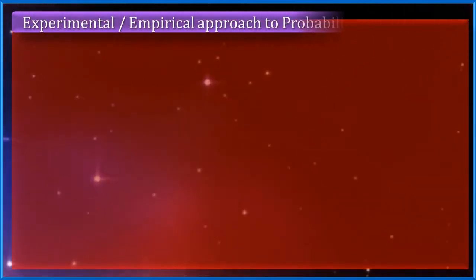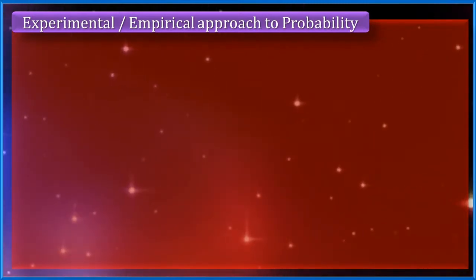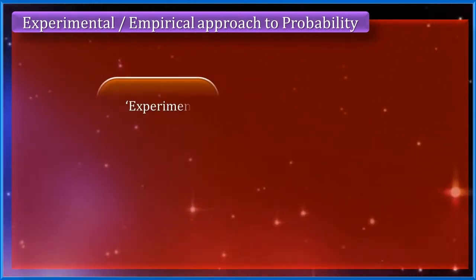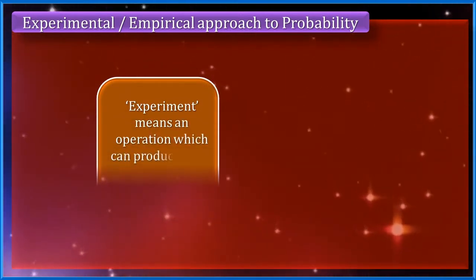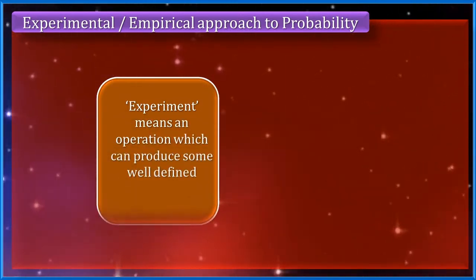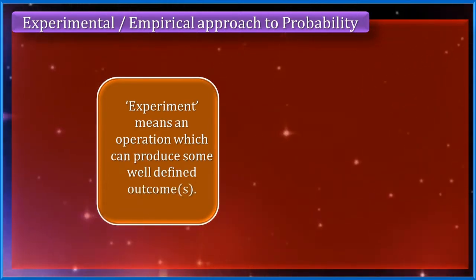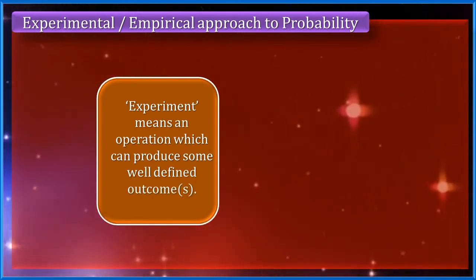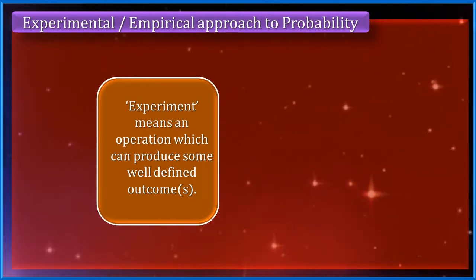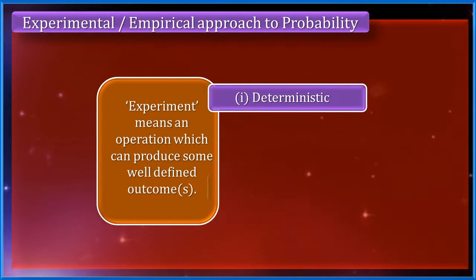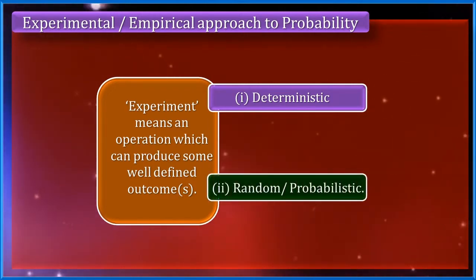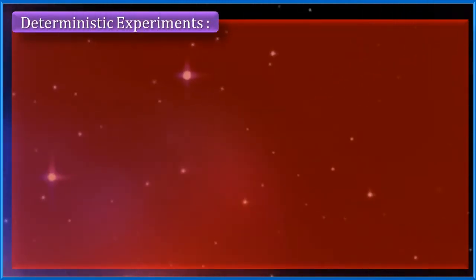Experimental or empirical approach to probability. The word experiment means an operation which can produce some well-defined outcomes. In this approach, there are two types of experiments. The first one is deterministic, and the other one is random or probabilistic. Let's first learn deterministic experiments.